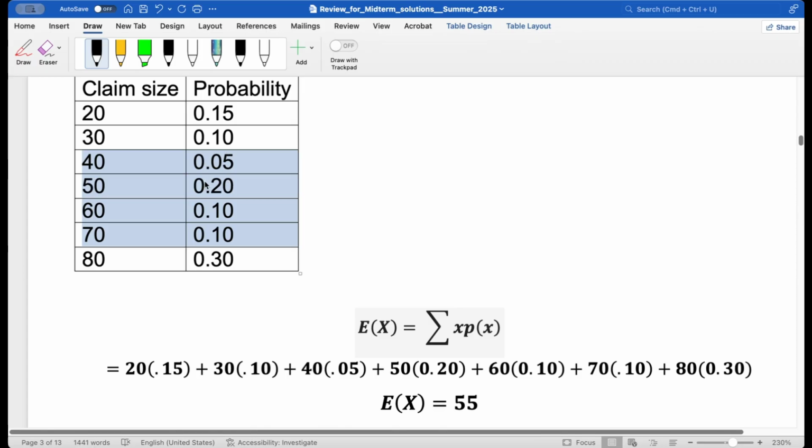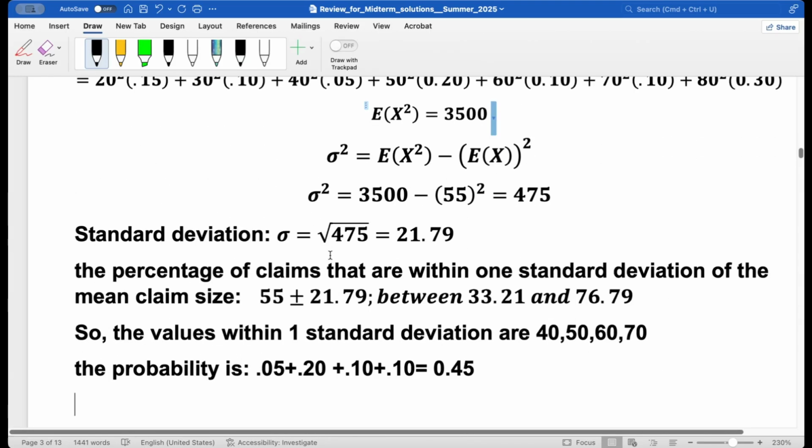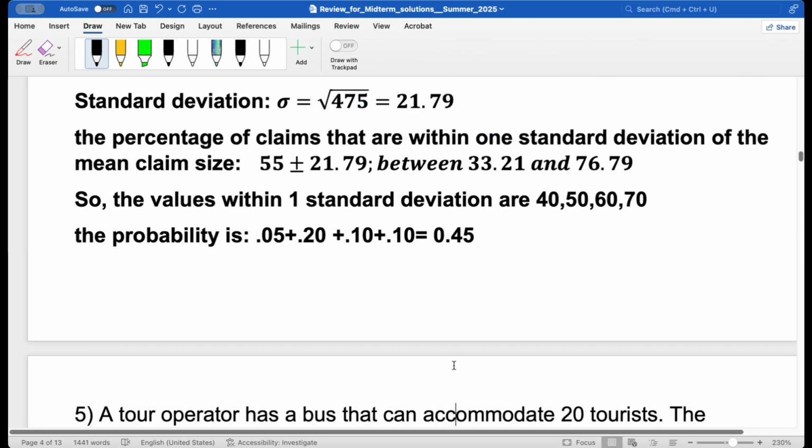And so we're going to count up those probabilities, 25 plus 10 plus 10, it looks like 45. So it's approximately, it's 45%. So the percentage of claims that are within one standard deviation of the mean, it's 0.45 or 45%.